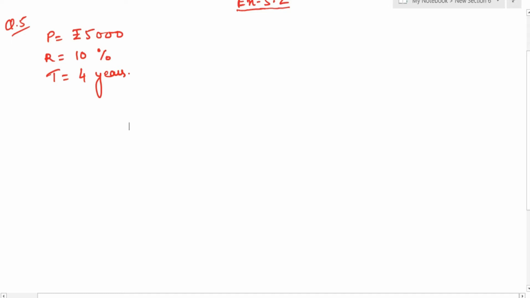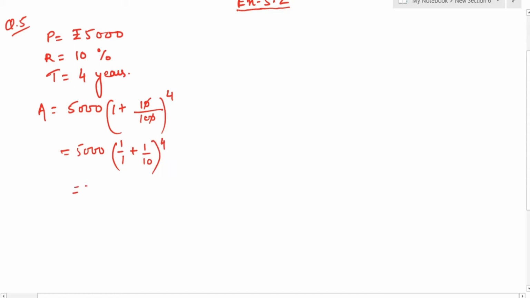Question number 5, again find compound interest on rupees 5000, rate is 10%, time is 4 years. First we should know what is the amount. The formula of amount is principal into 1 plus rate by 100 whole to the power n. The 0s will get cancelled and finally we will be having 5000 into 1 plus 1 by 10 whole to the power 4. Now on further solving, we will be having 5000, 10 will be the LCM, 10 ones are 10 plus 1 ones are 1 whole to the power 4. Then we are having 5000 into 10 plus 1 is 11 by 10 whole to the power 4.